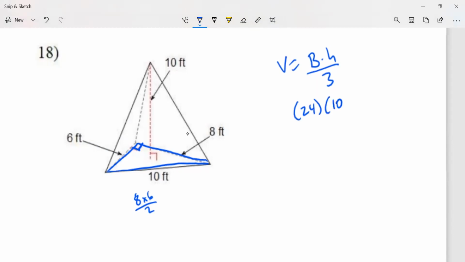The height in this case is 10. You can see it up here. The height of the pyramid is 10. And whatever I get, I'm going to divide this by 3. So 24 times 10 divided by 3, I get 80.